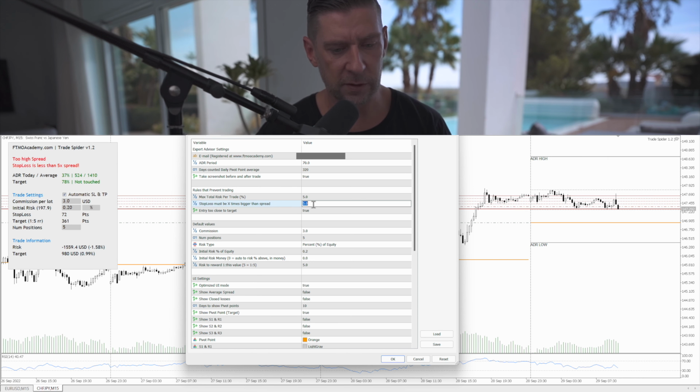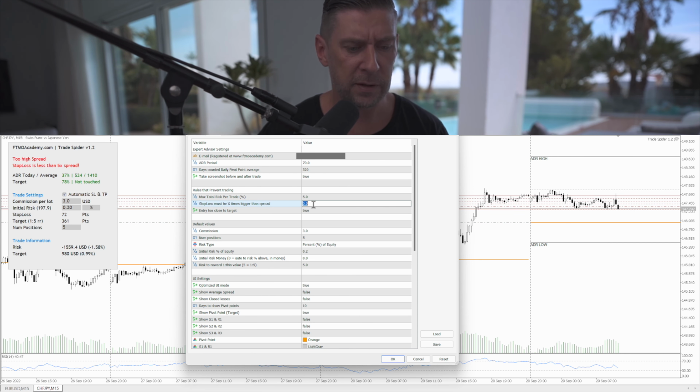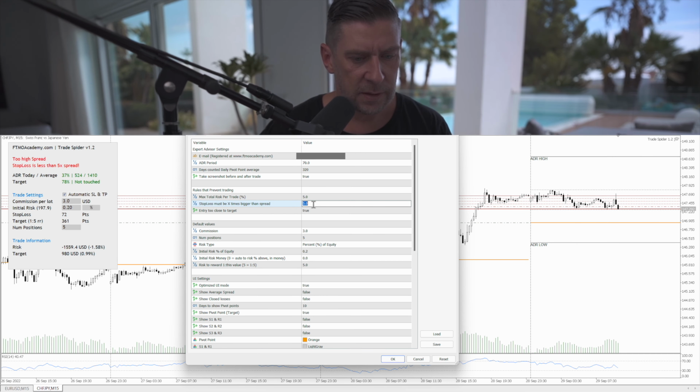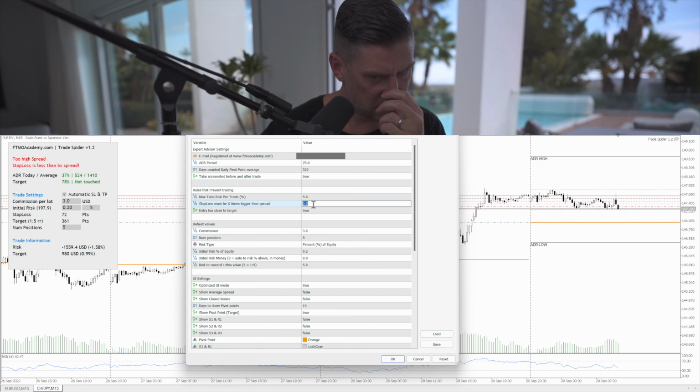We don't want to do that. So I built this in because it comes really handy to have this. Sometimes I forget to have the ask and bid lines on the chart, so I don't see the spread, and I enter trades and I lose them, and I just want to avoid that. Yeah, this is it. So now I am ready.